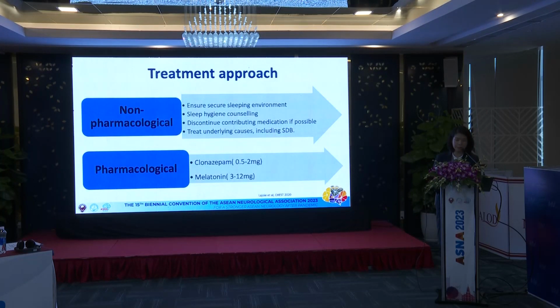For the treatment approach, the first thing that you need to consider is the safety of the patient and bed partner. So you need to ensure that the sleep environment is safe. You promote sleep hygiene, discontinue any medication that might aggravate the RBD, like antidepressants, and treat other underlying causes like sleep breathing disorder that might make sleep more fragmented. If you have more fragmented sleep, you will go into more REM sleep, so you have a lot of prominent RBD in patients with comorbid sleep breathing disorder.